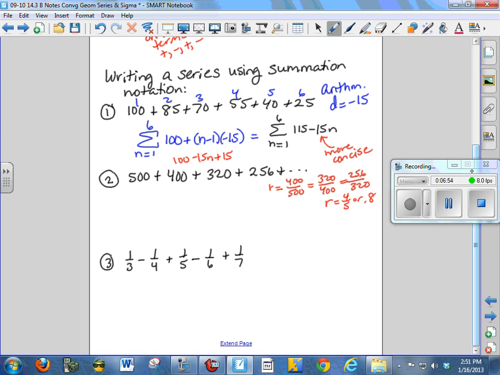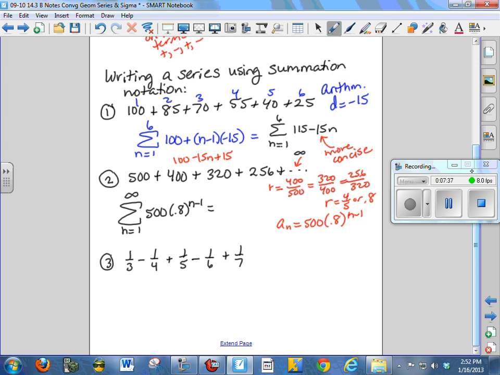So we know that a sub n is a sub 1, which is 500, times r, 0.8, to the n minus 1. So there's my rule. That's what goes inside the summation notation, because that's how I get a sub n. That's how I get each of the terms. So we would write our summation notation, n equals 1. Oh, we got some dots here. This means we go on forever. So what we have to put on the top is infinity. Okay, so we're getting an infinite number of terms here. 500 times 0.8 to the n minus 1.